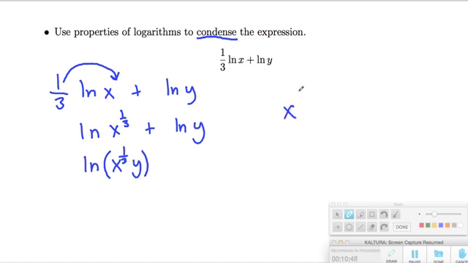Depending on your preference, you could write x to the 1/3 as the cubed root of x. That's certainly an equivalent form. Otherwise, the expression is completely simplified.